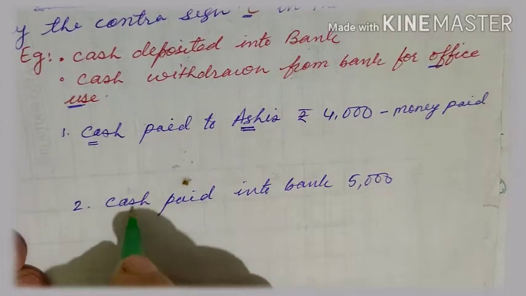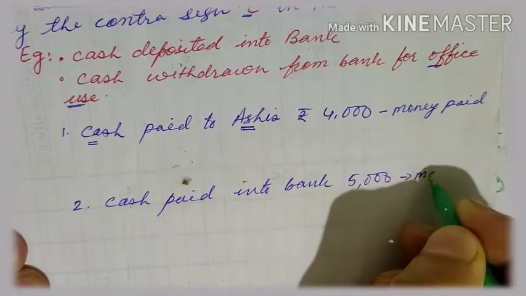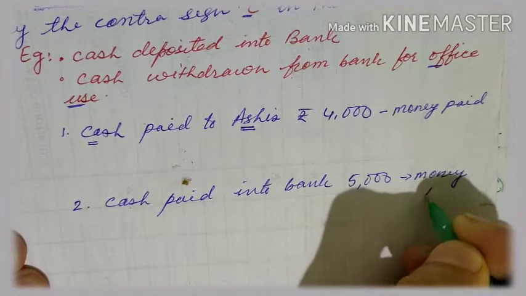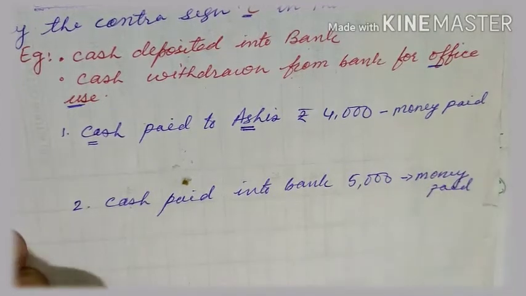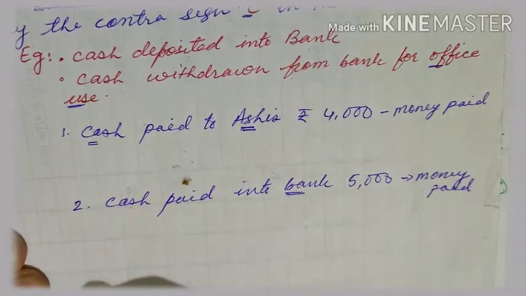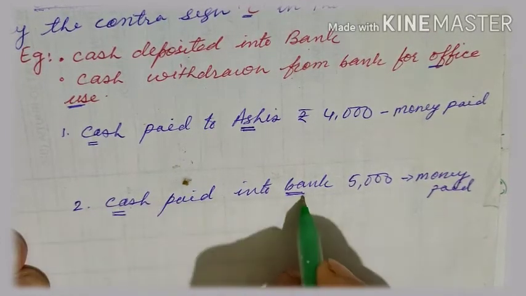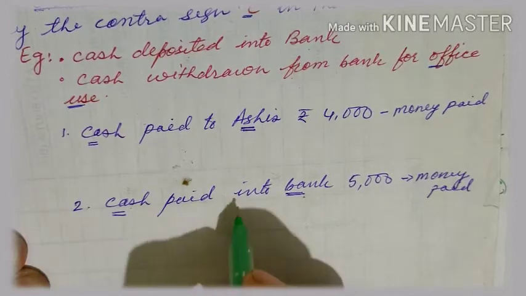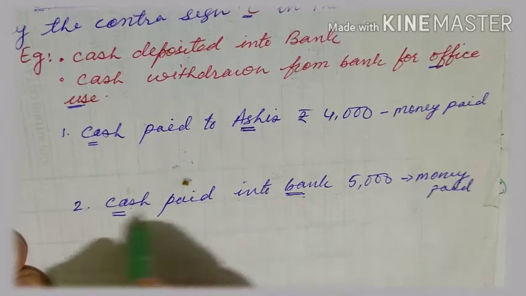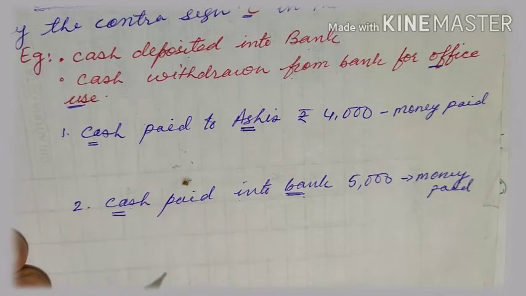Take number 2, cash paid into bank 5,000. Money is paid. That means money is going out. Money is paid to whom? To the bank. What is paid? Cash is paid. So cash and bank both are affected in this one transaction. So this is the contra entry, or this is the contra transaction.